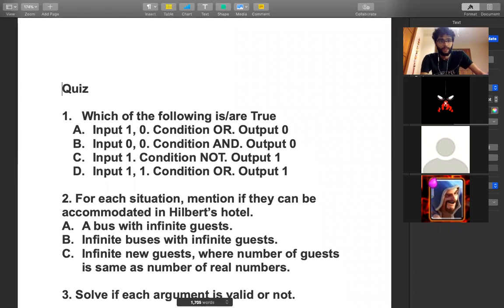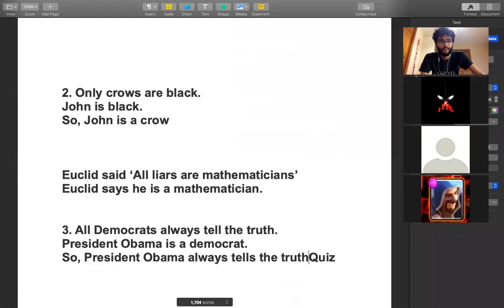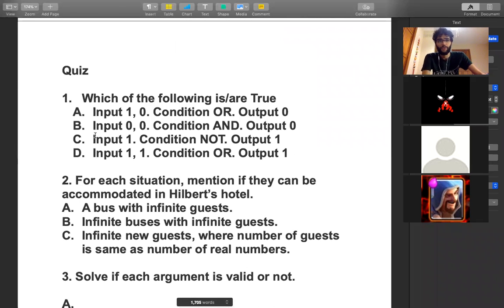So there are about 3 questions in this quiz. The first question is which of the following is true? In this case, it's not a multiple choice question. You could have many possible answers which are true or many which are false. So you have to study each case separately and decide whether it's true or not. It's to do with the truth tables and the inputs. The first one is input 1 and input 0, and the condition is OR, which means 1 or 0, and the output is 0. So you have to say if this entire thing is true or false.